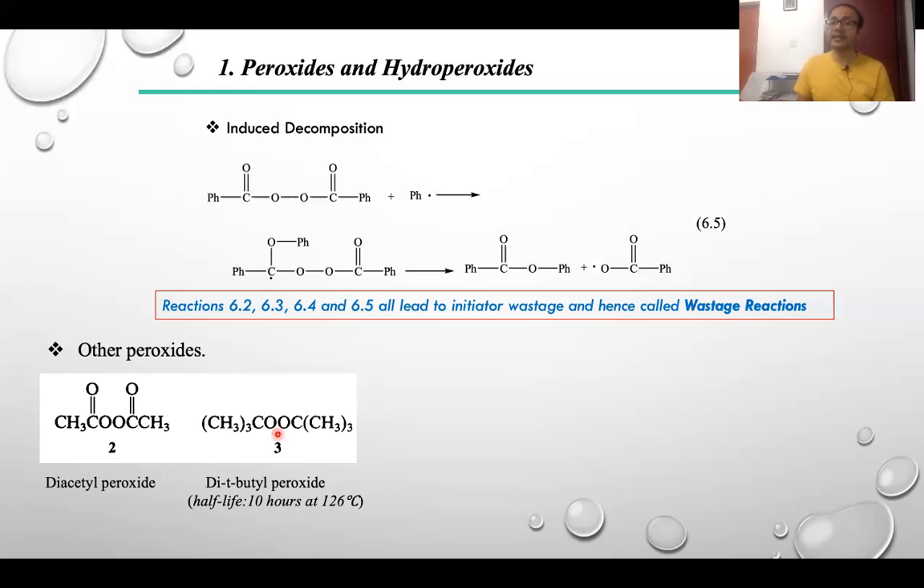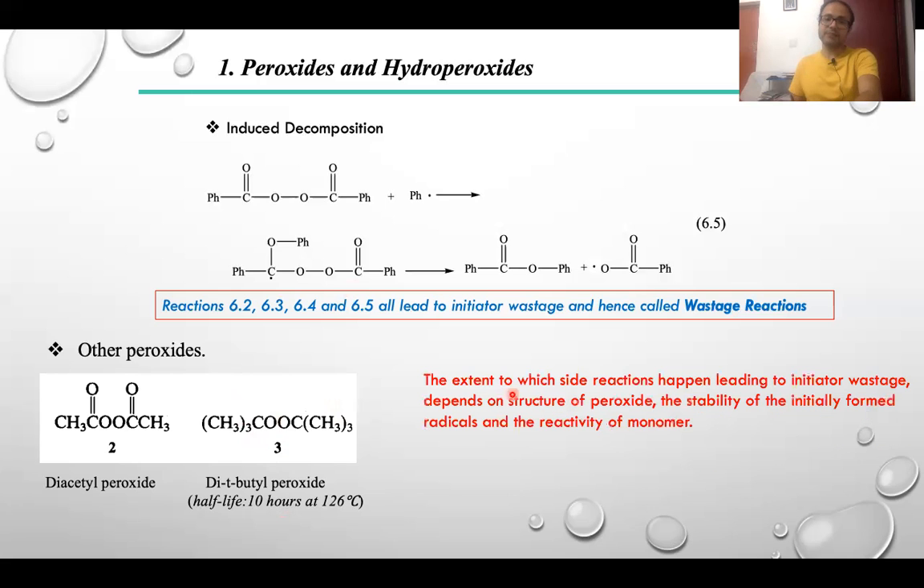So probably that is one reason why this particular radical is more stable, and therefore this particular initiator, if you use it in your free radical initiator process, it will lead to minimum wastage during this polymerization process. Okay, so the wastage depends upon the structure of the peroxide. Okay.